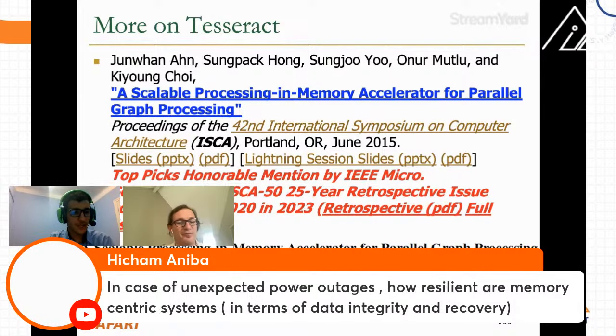Okay. So the next question is from Hisham. In case of an unexpected power outage, how resilient are memory-centric systems in terms of data integrity and recovery? Yeah, I mean, that's a great question also. This is an aspect that is not examined as much in memory-centric systems. So I don't know the exact answer to this question, but my gut feeling, my hunch is you can design a memory-centric system that is probably much more resilient than a CPU-centric system. Why? Because if you have a power outage and you have data integrity mechanisms and recovery mechanisms integrated inside the memory chip, inside the storage chip or near the memory chip, near the storage chip, you can handle those resilience issues much more easily, in my opinion, as opposed to notifying a processor and the processor flushing its caches and dealing with this far away from the data. Okay, so memory-centric computing is going to make it easier. I believe so, yes. But research needs to be done to show that.